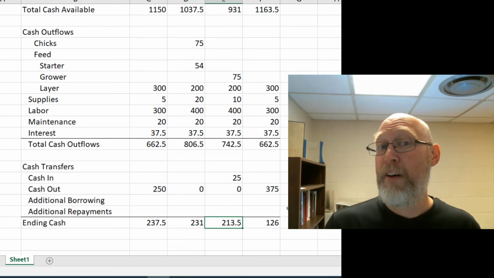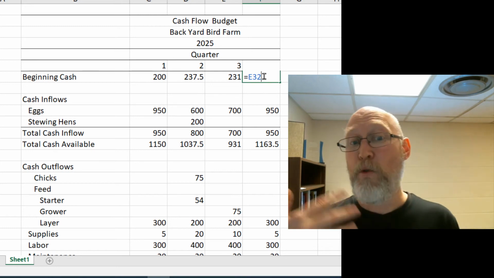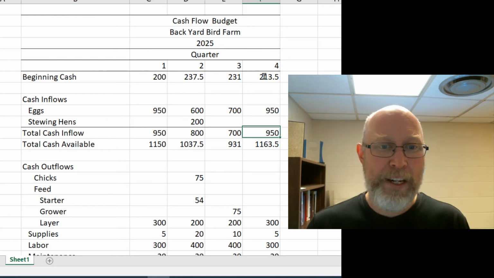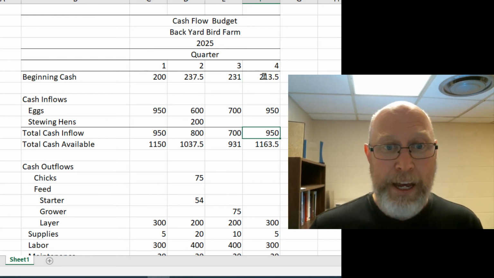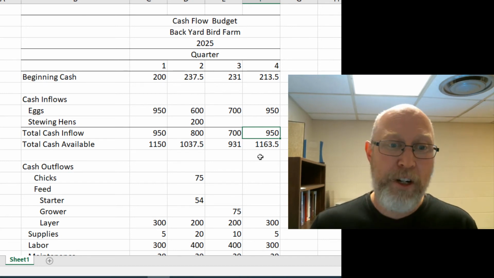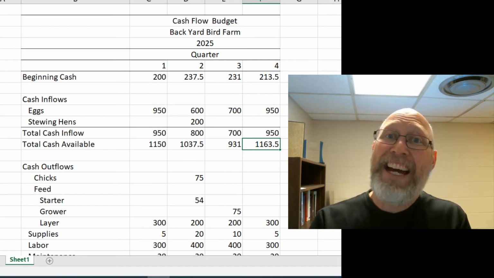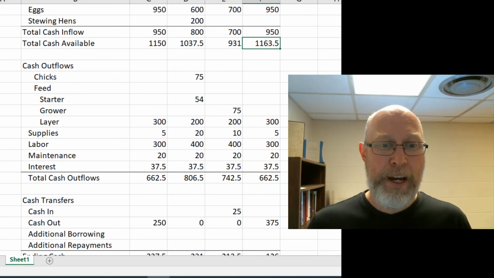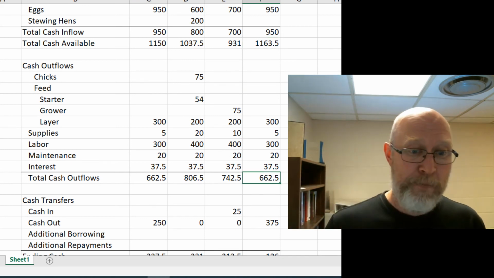So 213.5 is the ending cash, and once again the beginning cash is just a cell reference to move that number up. I'm going to project to sell 950 bucks worth of eggs, so I'm going to have 950 bucks cash coming in. Add that to the 213 I started with, and I'm going to have 1,100, almost 1,200 bucks of cash to work with in the fourth quarter. Then I've got all my expenses. They total up. I'm going to have 662.5 flowing out.